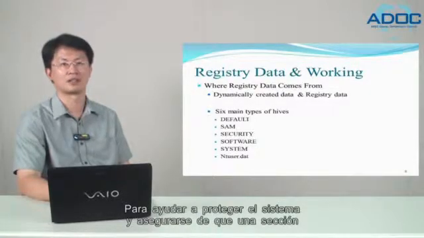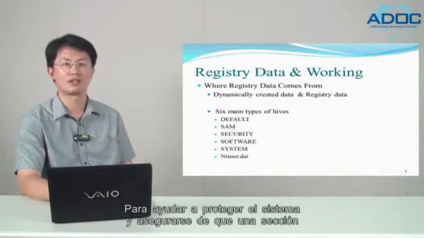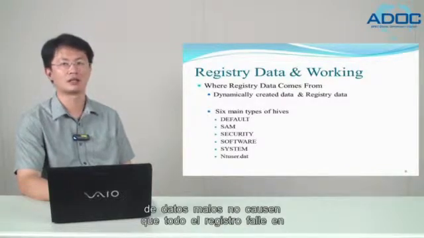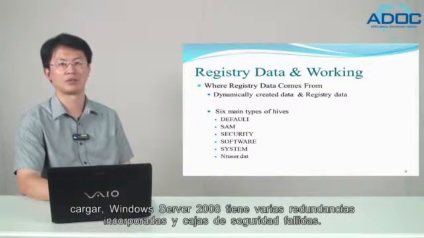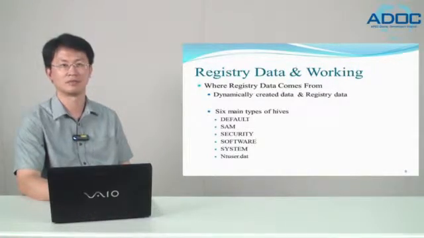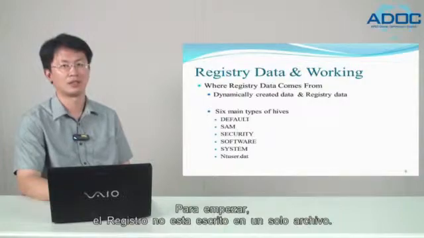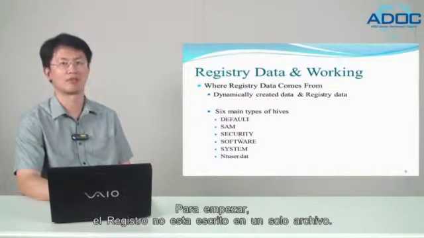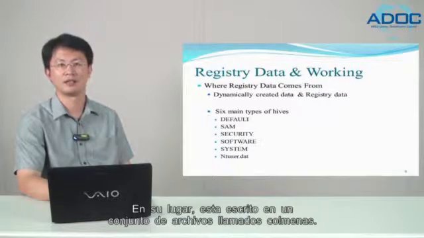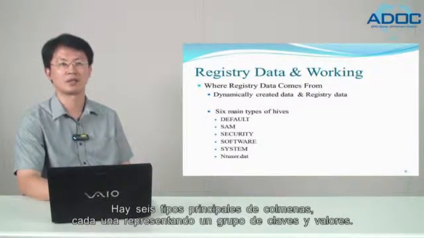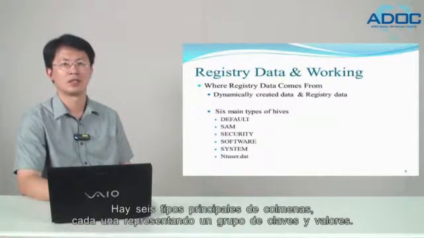And to help safeguard the systems and ensure that one section of bad data doesn't cause the whole registry to fail to load, Windows Server 2008 has several built-in redundancies and fail-safes. For starters, the registry isn't written to a single file. Instead, it is written to a set of files called hives. There are 6 main types of hives, each representing a group of keys and values.